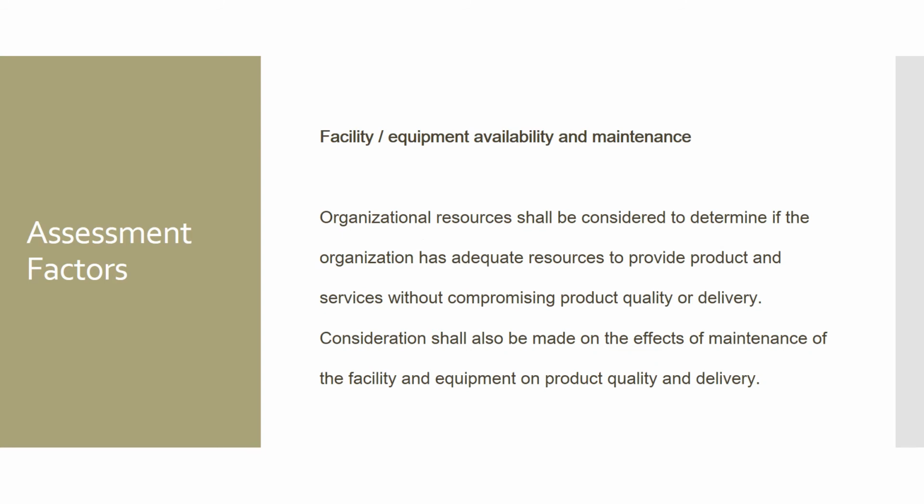Facility and/or equipment availability and maintenance. Organizational resources shall be considered to determine if the organization has adequate resources to provide product and services without compromising product quality or delivery. Consideration shall also be made on the effects of maintenance of the facility and equipment on product quality and delivery.